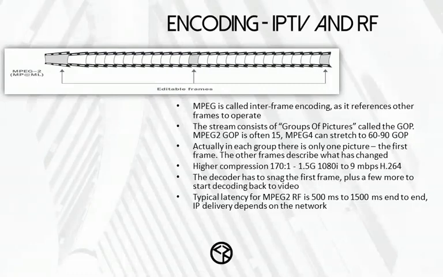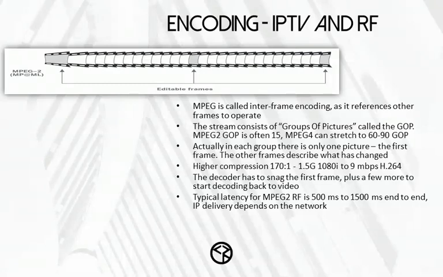As a result, you do get a good compression. Typical H.264 is going to be about 170 to 1, and so it's very efficient, especially for handling 1080i, 1080p. So a DI stream is 1.5 gig, and it'll be shrunk down to 9 megabit in an H.264 stream, a lot smaller.